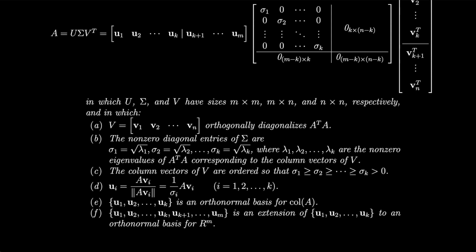Non-zero diagonal entries of sigma are those singular values we talked about. And the column vectors of V are ordered so that the singular values are in decreasing order. And the u's are given by Avi divided by its length. It's the same as 1 over the singular value times Avi. u1 through uk is an orthogonal basis for the column space of A, and u1 through um is an extension of u1 through uk to an orthogonal basis for Rm.